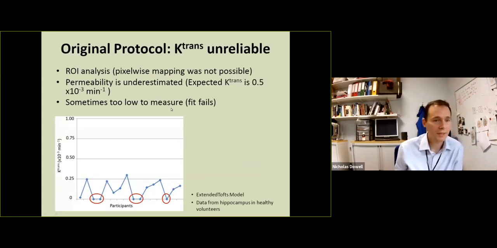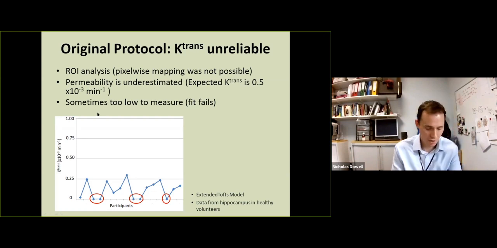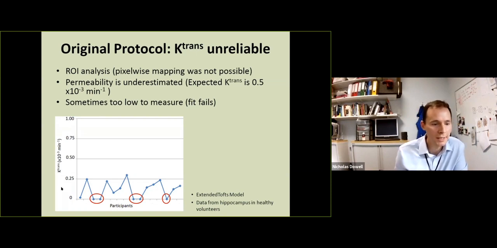So that was the original protocol, and that resulted in some very hit and miss measurements of this K-trans permeability value. You could only really do it on a region of interest by taking a collection of pixels in an ROI. And even then there were some failures. So these circled points here are showing no permeability when we're expecting sort of normal healthy permeability in this region of the hippocampus, here, to be about 0.5. But it's a bit low and sometimes it completely disappears just because it's getting lost in the noise of all of this machine instability and potentially subject movement.